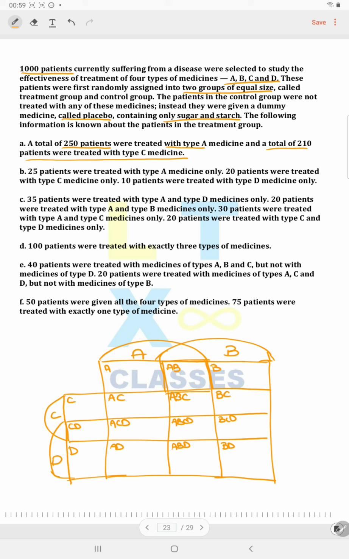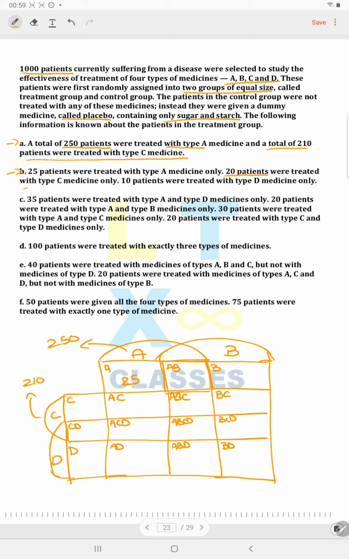Looking at A, the first data point here, a total of 250 patients were treated with type A medicine. So we know the total number of patients who were given type A medicine is 250, and a total of 210 patients were treated with type C medicine. So we also know 210 patients were given type C medicine. Next, 25 patients were treated with type A medicine only, which is this one. So I will write 25 here.